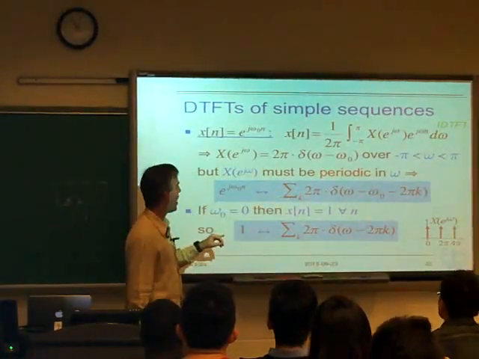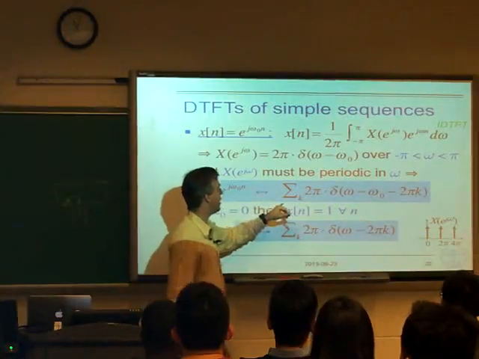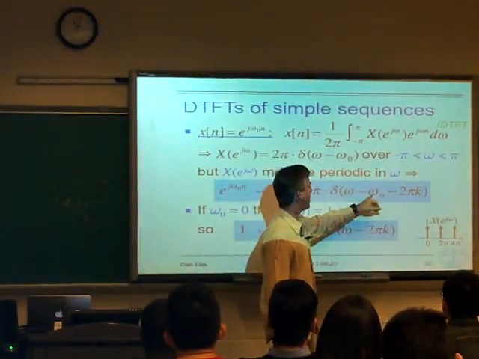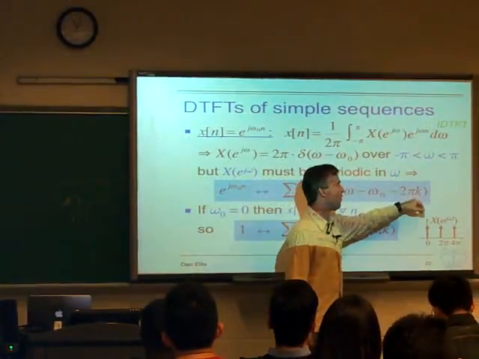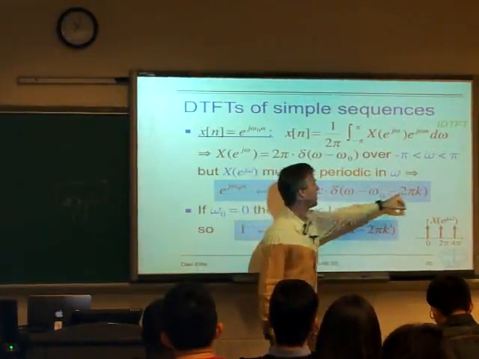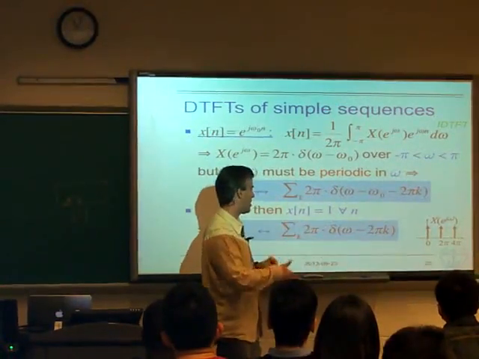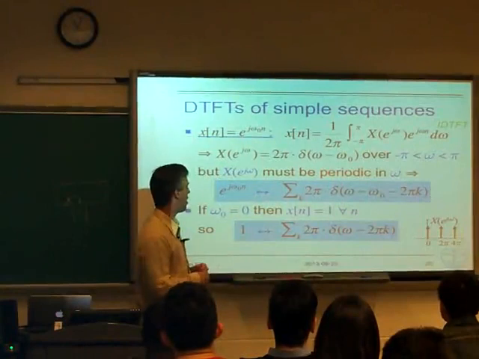DTFT pair is that if in the time domain it's e^(j omega_0 n), then in the frequency domain it's 2 pi times delta of omega minus omega_0, and every 2 pi shift of that. So it's a sum of those for all shifts of 2 pi k, for all values of k. Right? So it's a set of Dirac deltas, each 2 pi apart.